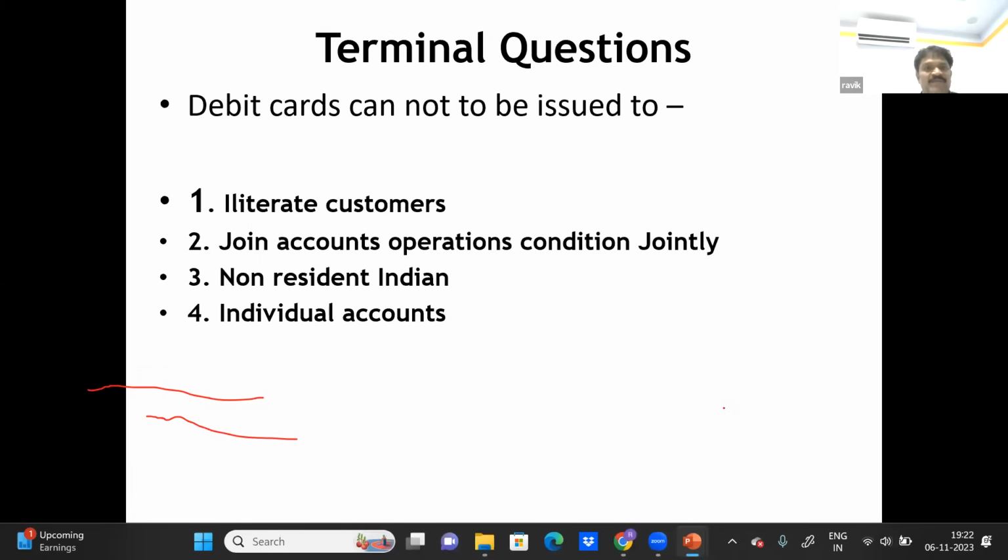Now, have some questions. Let us see. Debit cards cannot be issued to illiterate customers, joint account jointly, NRI or individual accounts. Whom we cannot issue? You can give 1, 2, 3, 4. You can put the answer, I'll see in the chat. Very good. That answer is 2, because joint account with jointly, we cannot issue the card.